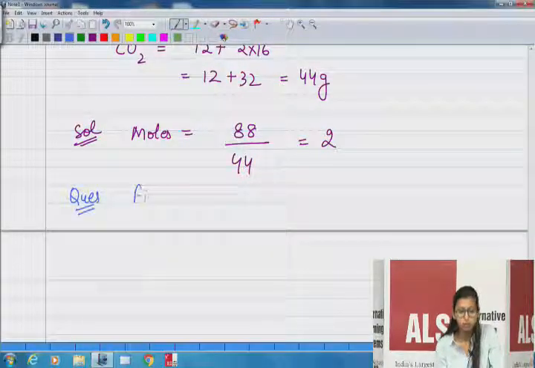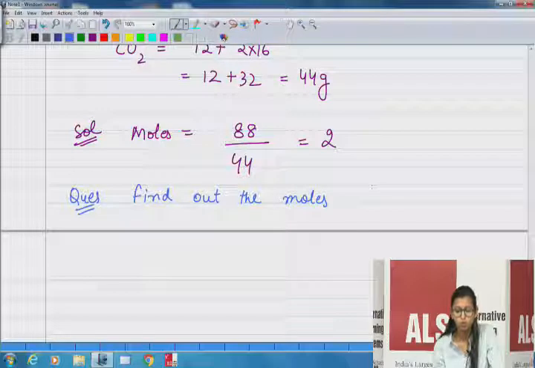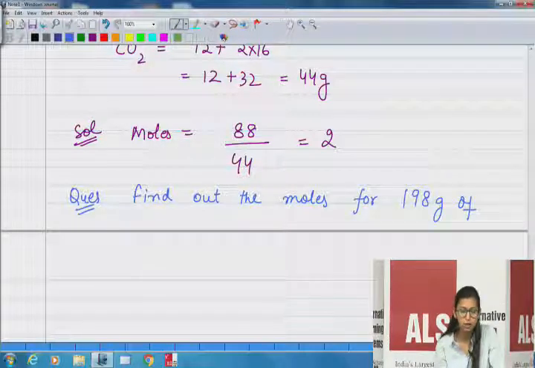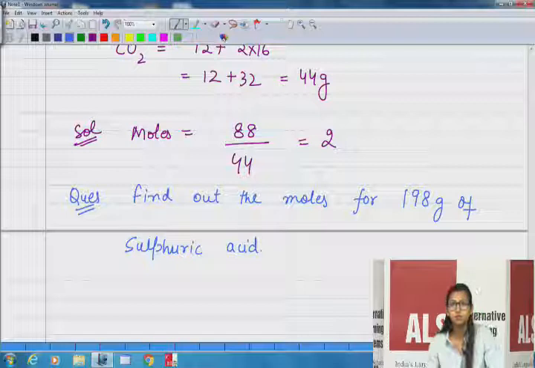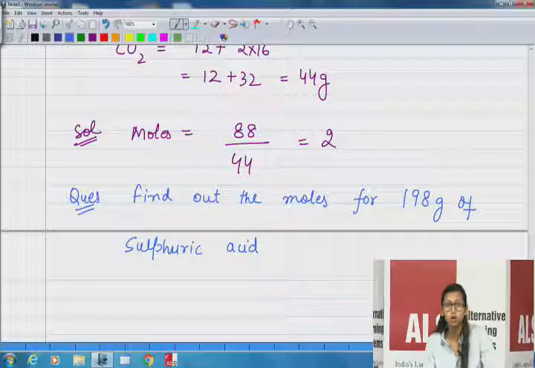Find out the moles for 198 grams of sulfuric acid. I am not writing the formula. You people know the formula, right? You have heard about sulfuric acid. It is the king of all acids, a very strong acid. Try this one.